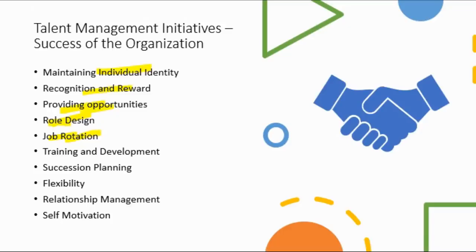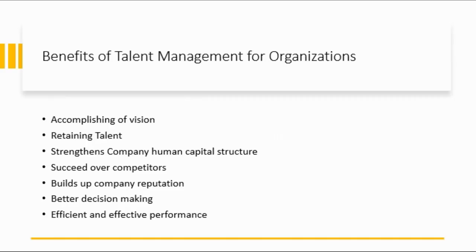And then training and development is also very important. We need to make sure that continuous training and development of the people is done in the organization, which will help in getting success. And also succession planning is very important. Flexibility, relationship management, and then motivating the team. So these are the various talent management initiatives which help the success of the organization.